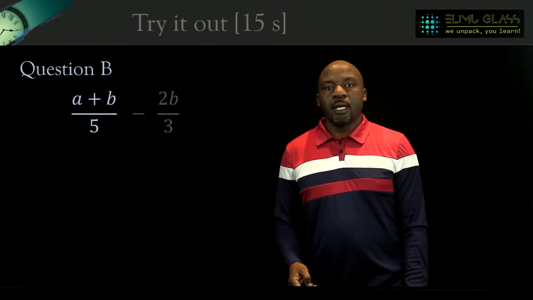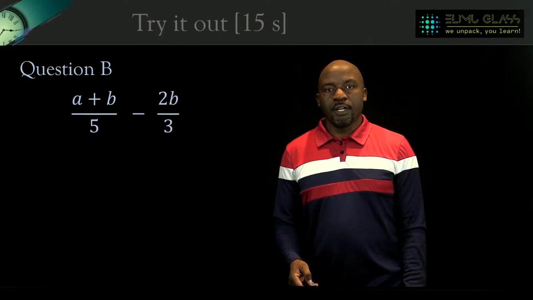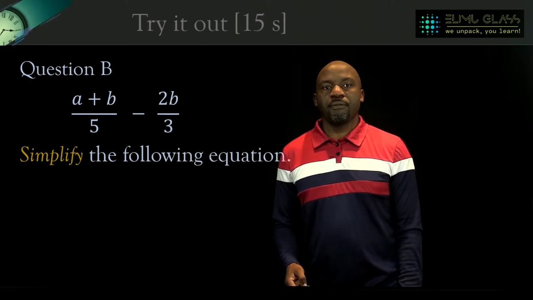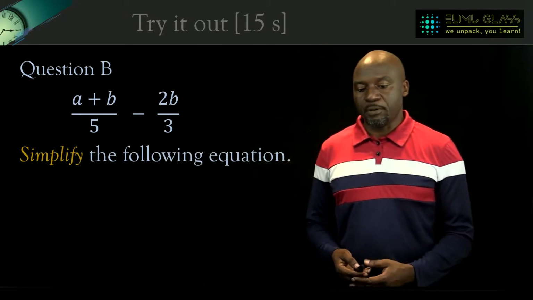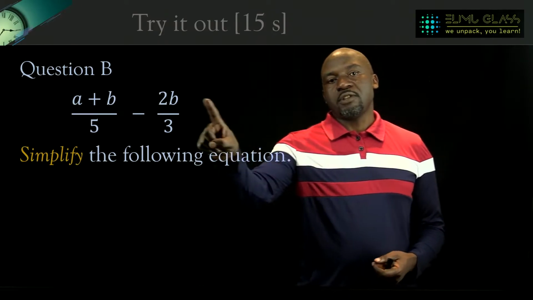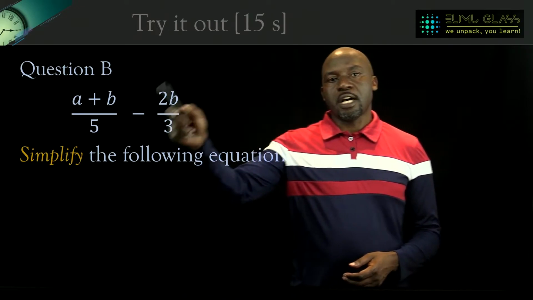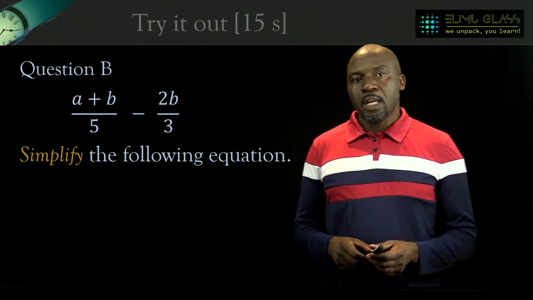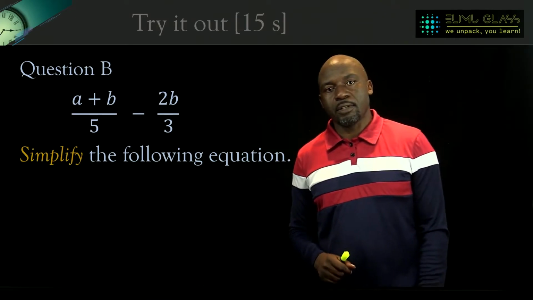All right, (a plus b) over 5 minus 2b over 3, and the question is to simplify the following expression. This is not an equation, it's in fact an expression, because there is no equal to something. So the best we can do is really to just add the two fractions. As you can see, these are unlike fractions because the denominators are not the same.